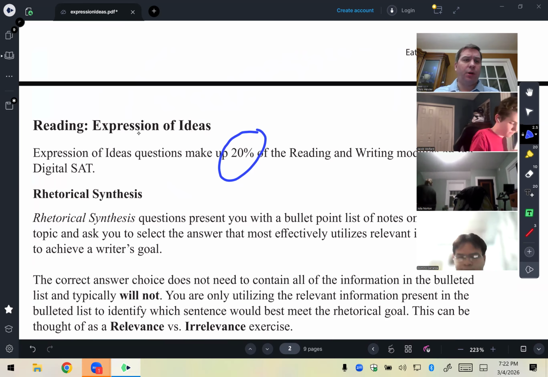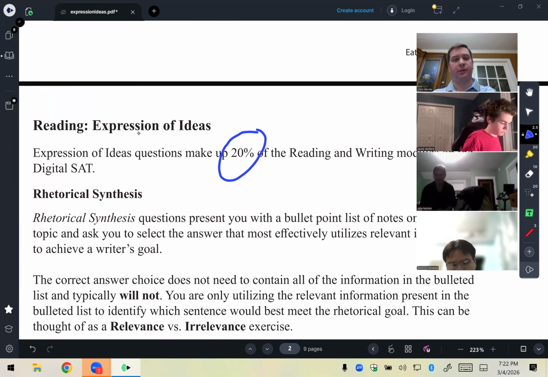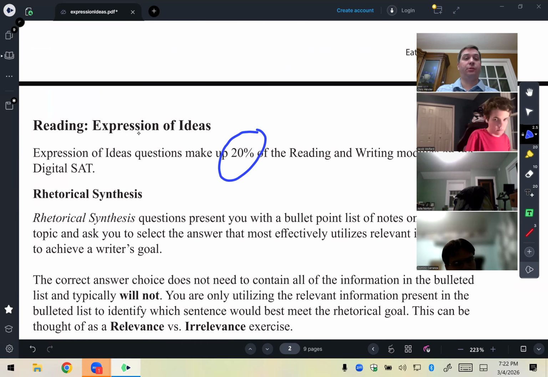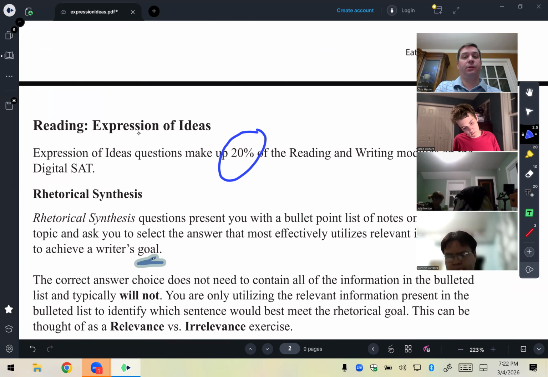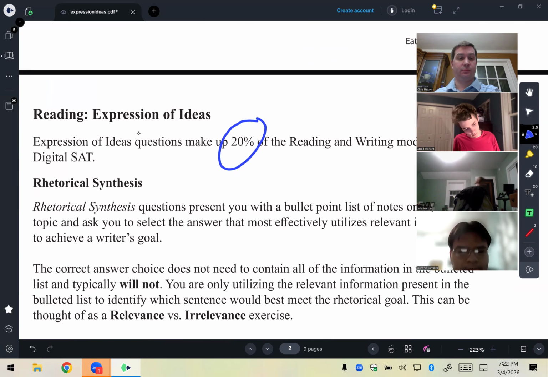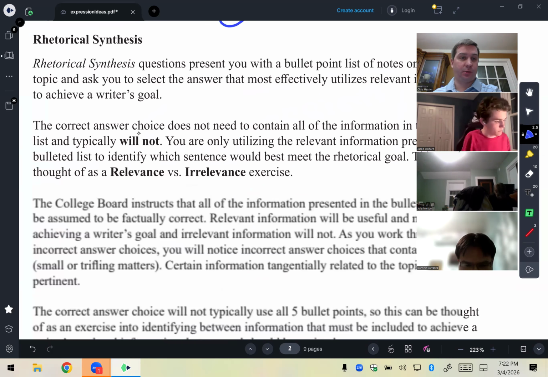These are the student notes questions. They'll say the student took the following notes. They'll give you a bulleted list of 5 bullet points. They always tell you what the student is trying to do with the notes. They always give you the student's goal. And then they ask you which answer choice will achieve the student's goal.